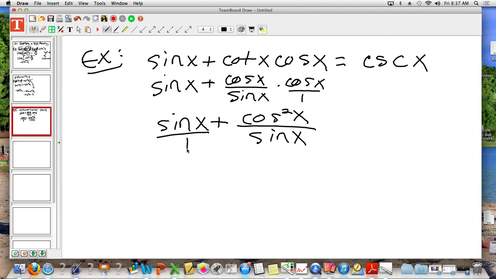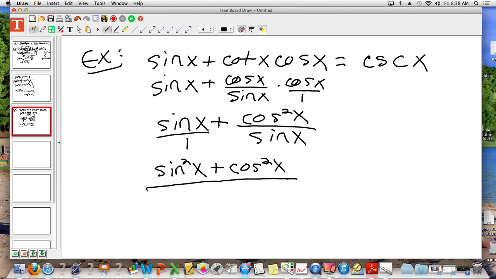You multiply this way. Sine times sine is sine squared. And you multiply this way, which is 1 times the cosine squared. So we have plus the cosine squared of x, all divided by, and then what did we come up with? How did we get the denominator?